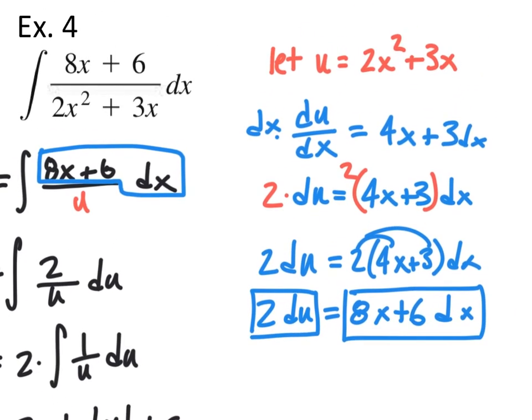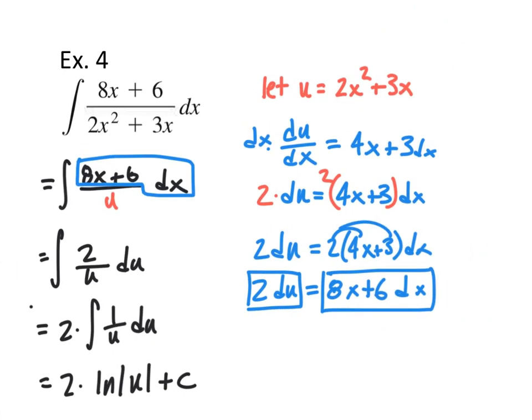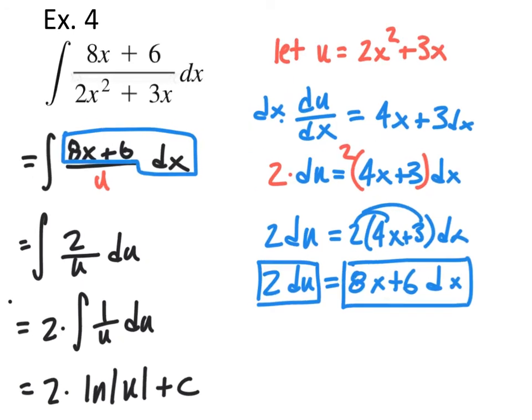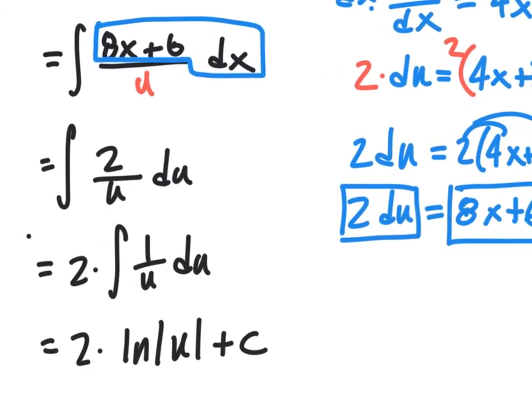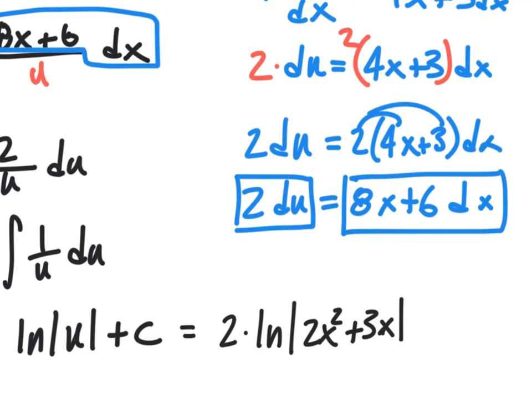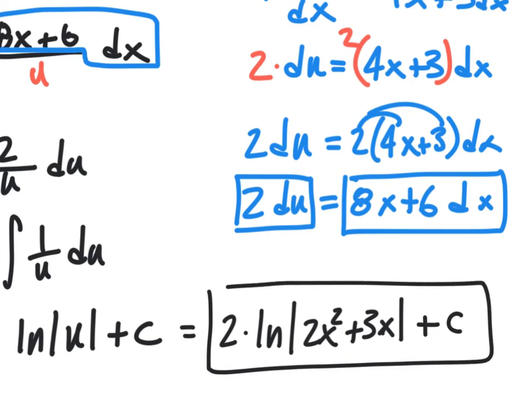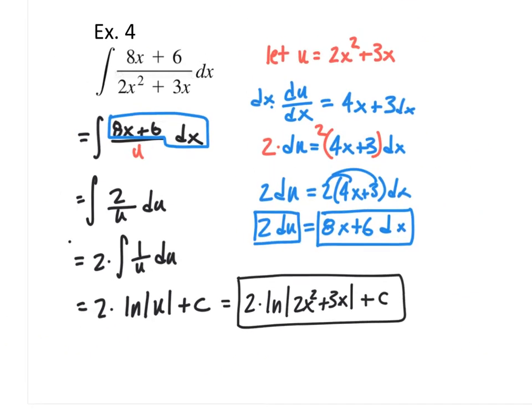So now I want to go back and plug in my u that we had. Okay, u is 2x squared plus 3x. All right, and so I would come back in here and I say that this is 2 times the natural log of the absolute value of 2x squared plus 3x, and then plus c. Okay, and that is integration by substitution, my friends.